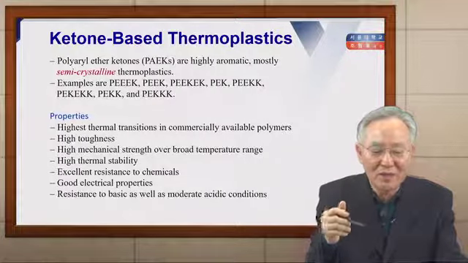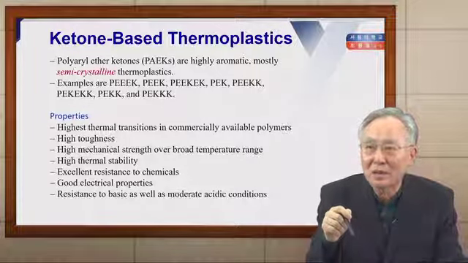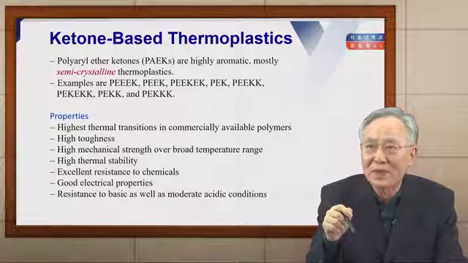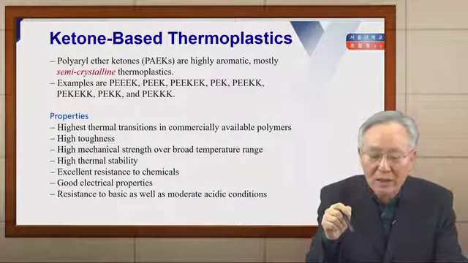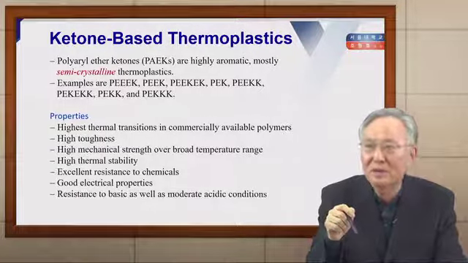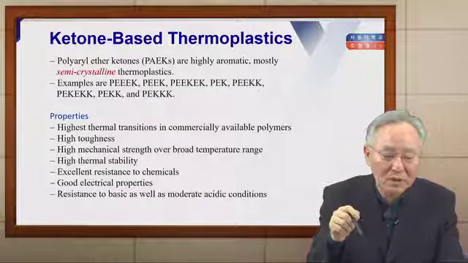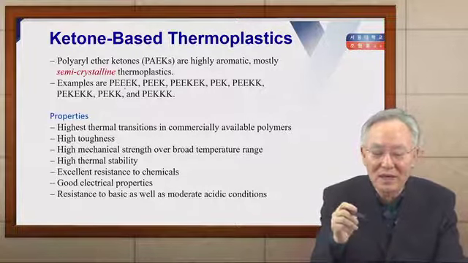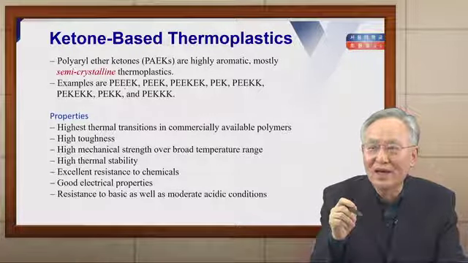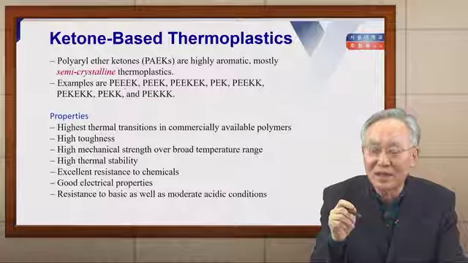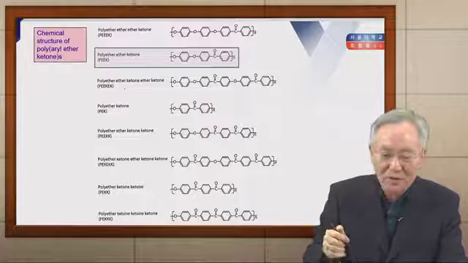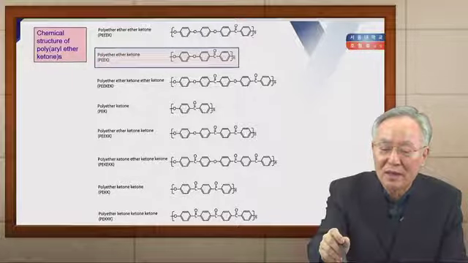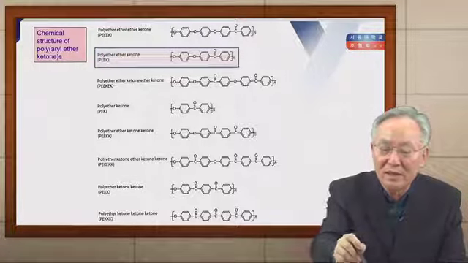Now let's move on to ketone-based thermoplastics. Polyaryl ether ketones, simplified as PAEKs, are highly aromatic and mostly semi-crystalline thermoplastics. Several examples of ketone-based thermoplastics are PEEK, PEEKEK, etc. Now, when you look at this figure, this chemical structure is named ether-ether ketone.